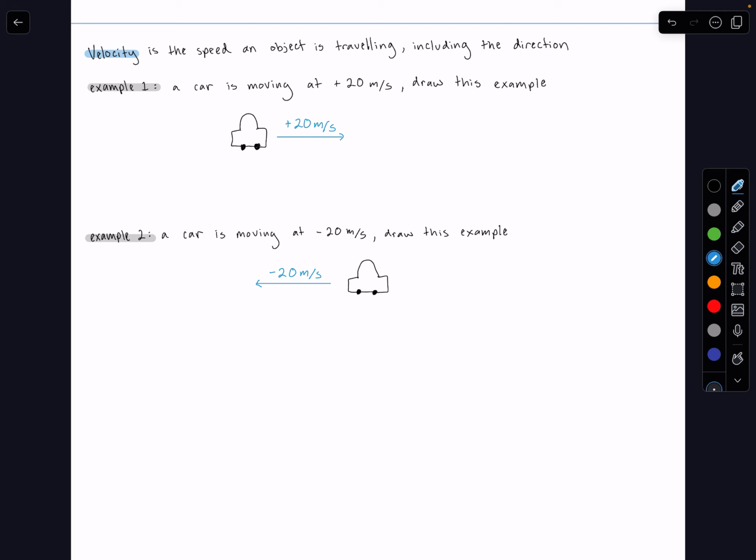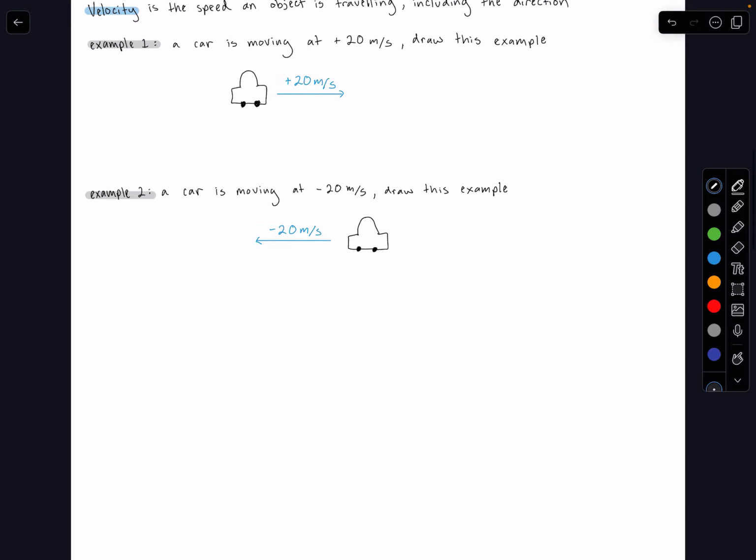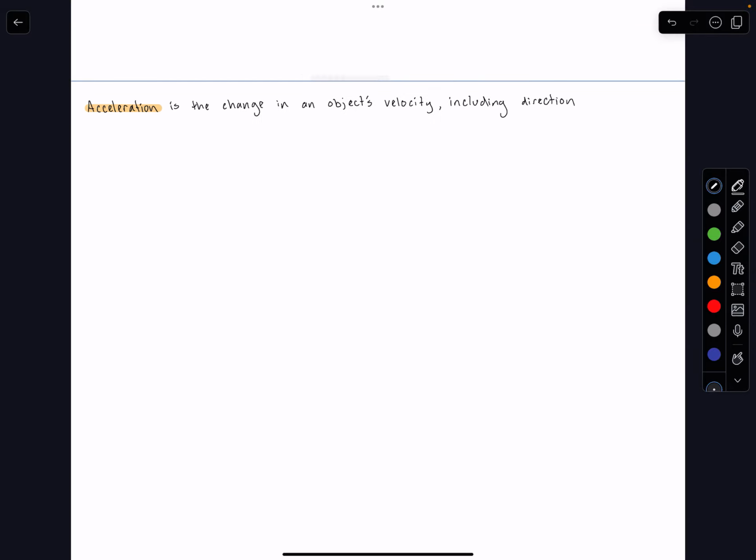You might have heard that word before in relation to cars or airplanes. But I hope this gives you a decent understanding if you are not as familiar with the term. Now finally, let's get into acceleration. Acceleration gets a little bit more complicated. So let's start with the definition though. So acceleration is the change in an object's velocity, including the direction.